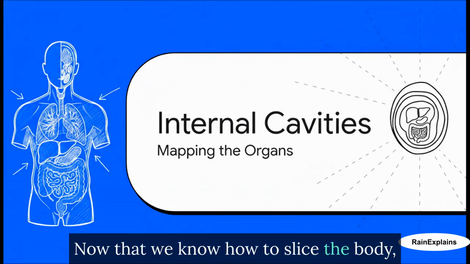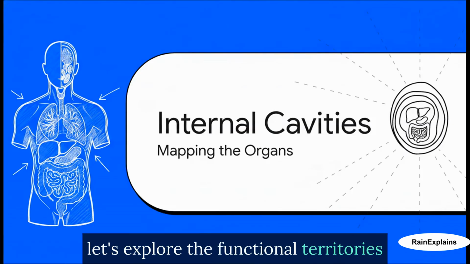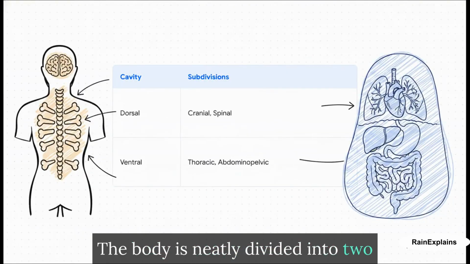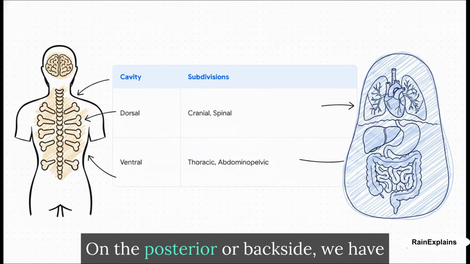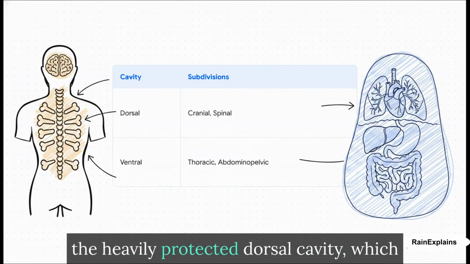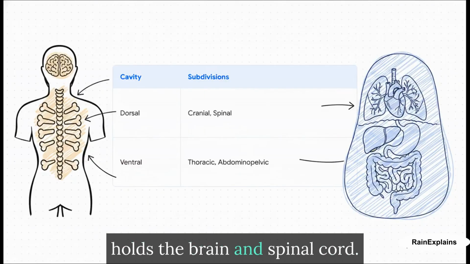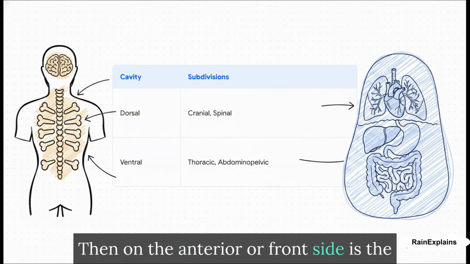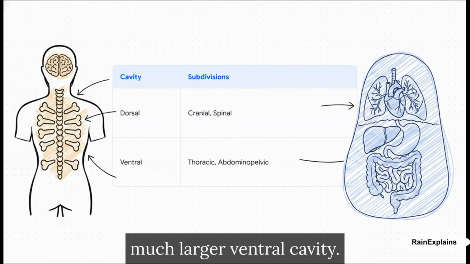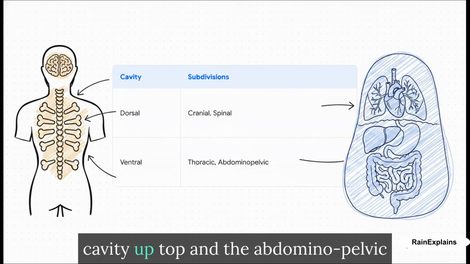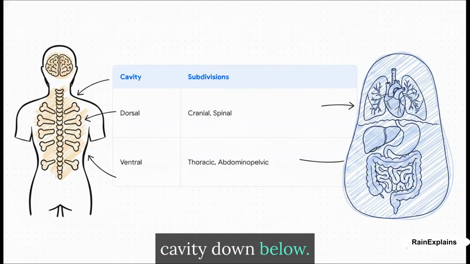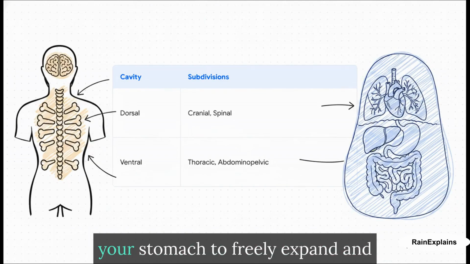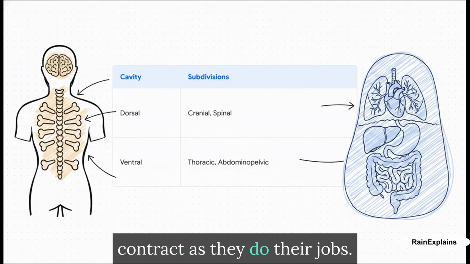Now that we know how to slice the body, let's explore the functional territories that house our vital organs. The body is neatly divided into two massive compartments. On the posterior or backside, we have the heavily protected dorsal cavity, which holds the brain and spinal cord. Think of it like a bony vault. Then, on the anterior or front side is the much larger ventral cavity. This one is subdivided into the thoracic cavity up top and the abdominopelvic cavity down below. The ventral cavity is super expansive, and that allows organs like your lungs and your stomach to freely expand and contract as they do their jobs.